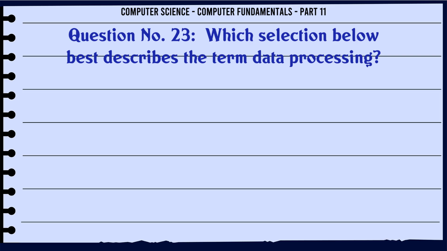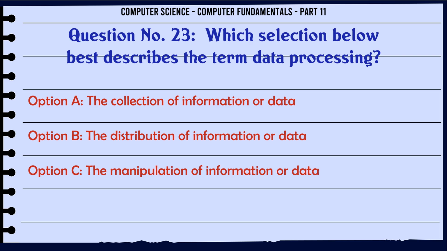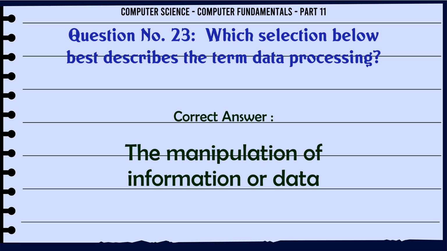Which selection below best describes the term data processing? A. The collection of information or data. B. The distribution of information or data. C. The manipulation of information or data. D. The storage of information or data. The correct answer is the manipulation of information or data.